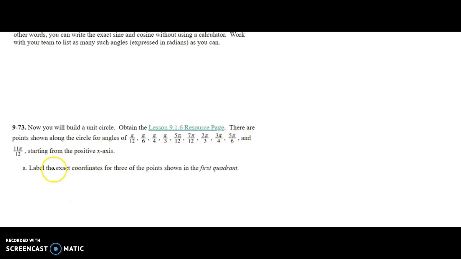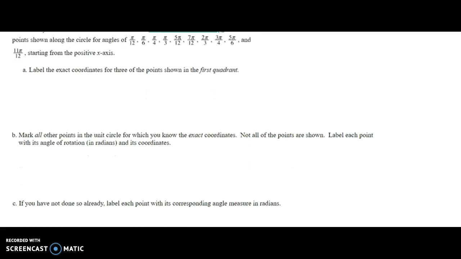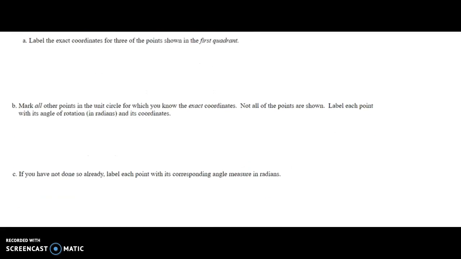In part A, label the exact coordinates for 3 of the points shown in the first quadrant. As you put in those points, recognize that a point on the circumference does have an exact coordinate point, and so you'll want to label those and then take those into different quadrants.